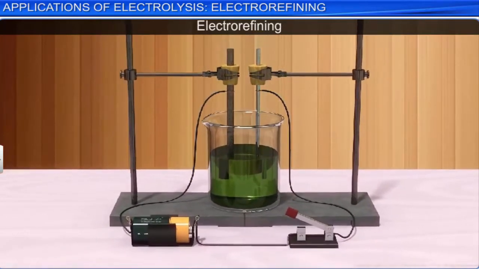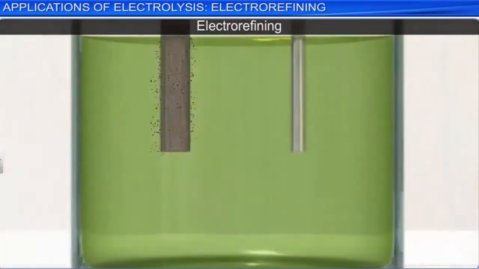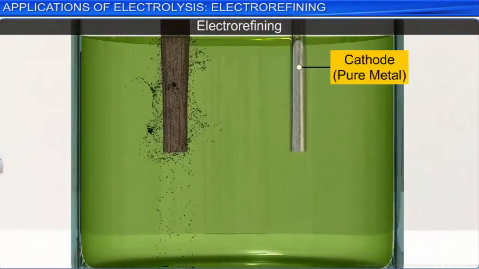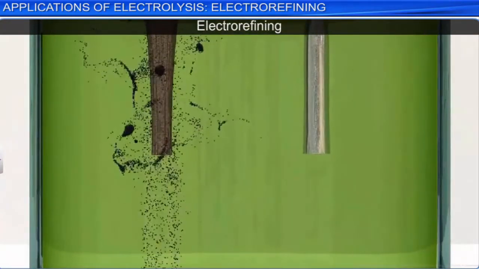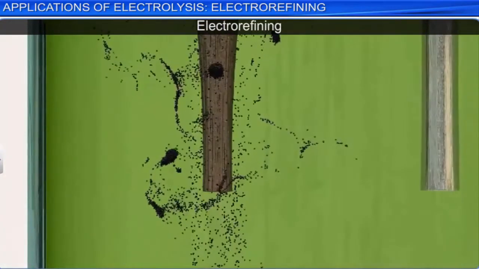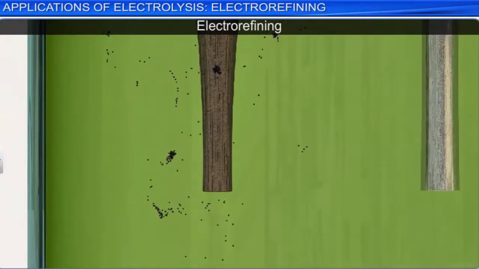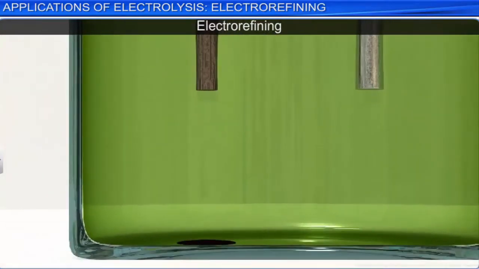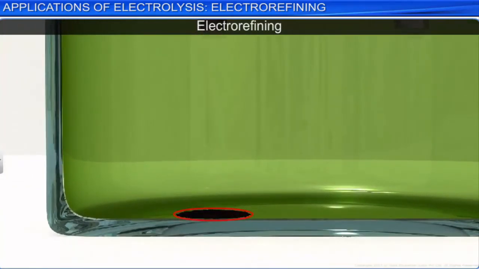When electricity is passed through this setup, pure metal is deposited on the cathode. The more basic impurities in the impure metal go into the electrolyte solution, while the insoluble impurities, particularly the less basic ones, settle at the bottom of the electrolyte as anode mud.